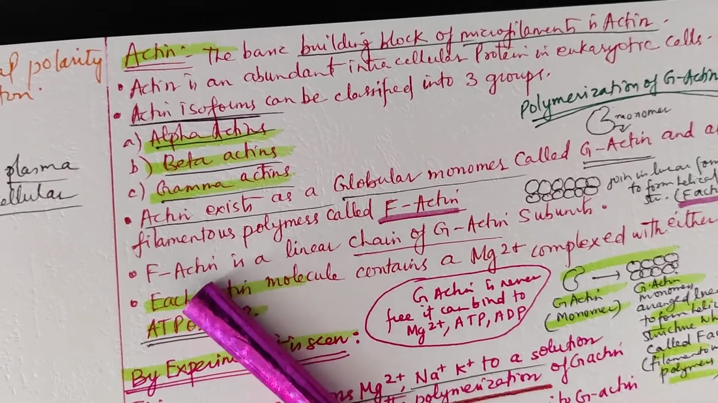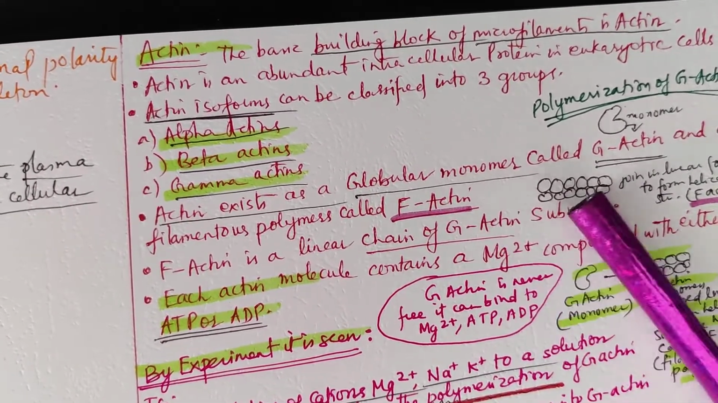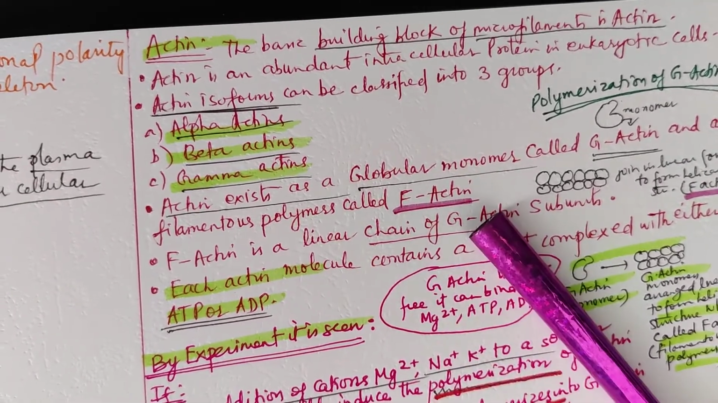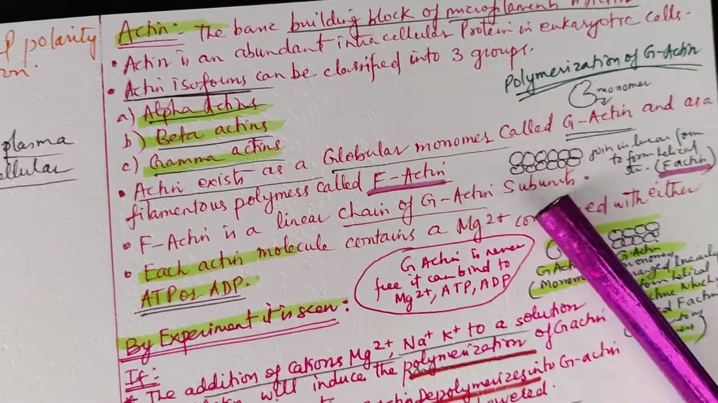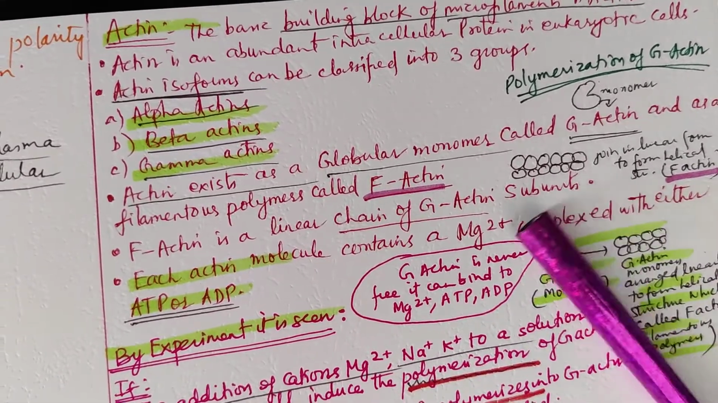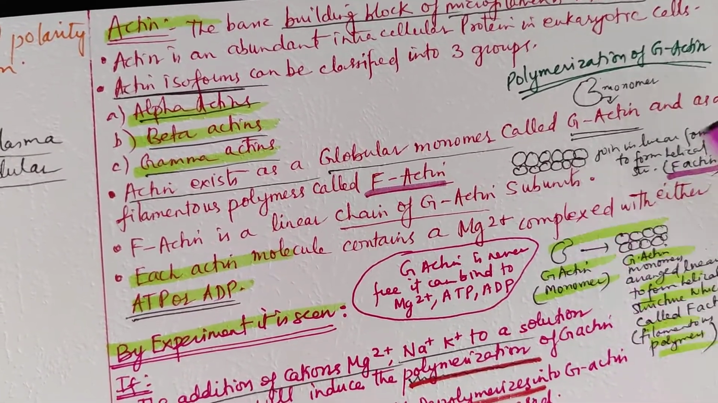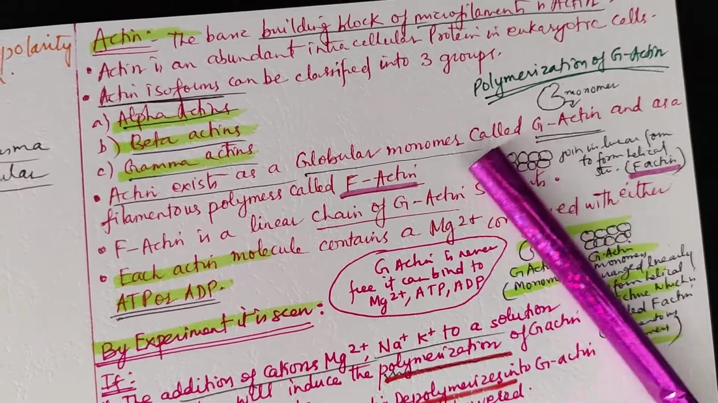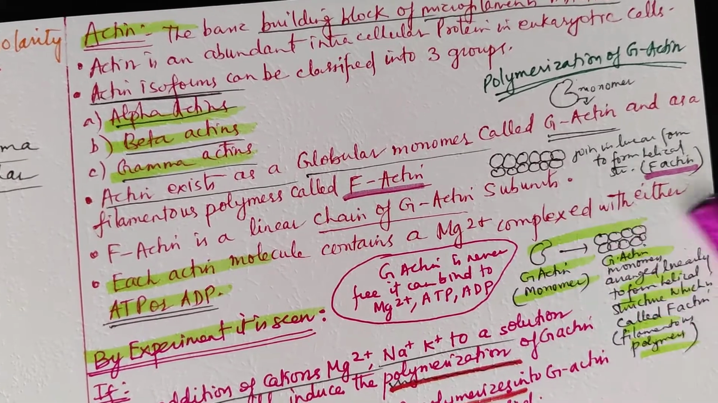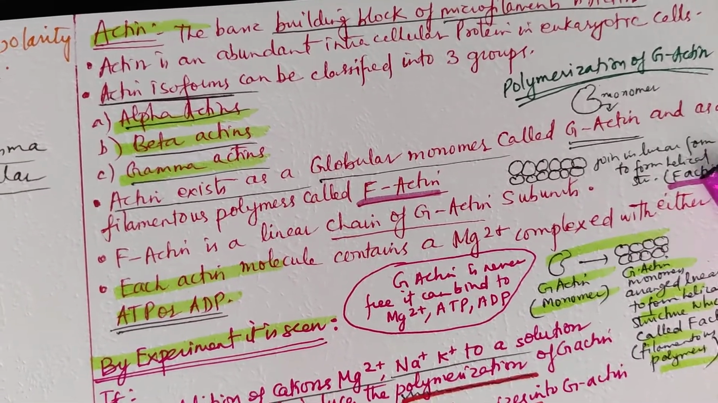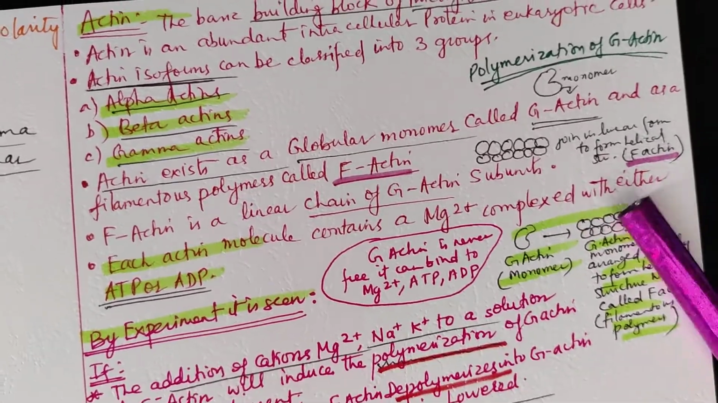First, actin exists as a globular monomer called G-actin and as a filamentous polymer called F-actin. When G-actin combines, it makes F-actin. Here you see the structure. Some circles are shown which represent G-actin, and when these structures combine and get together, they join in linear form to form a helical structure, F-actin, filamentous actin.